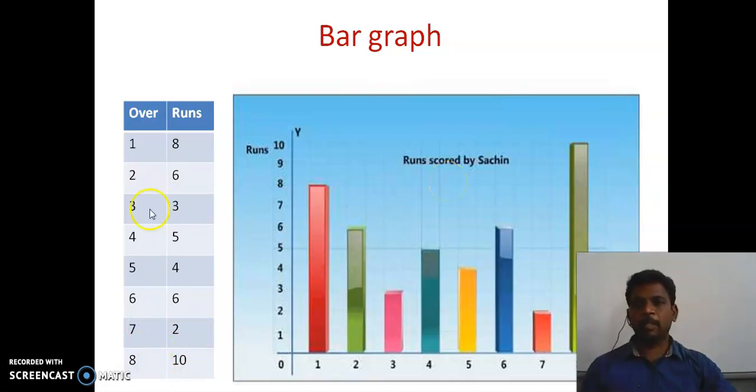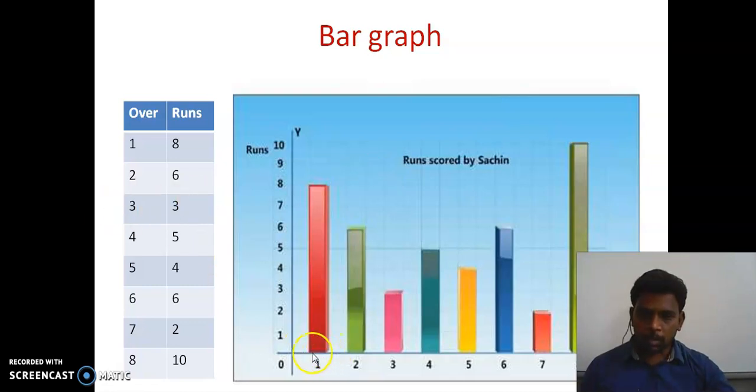So how can you represent data in the graph? By means of bars, right? So look at the first bar. The first bar is nothing but, in the first over, how many runs scored by Sachin? That is 8.